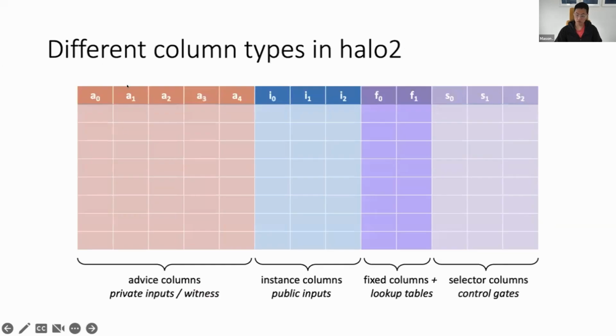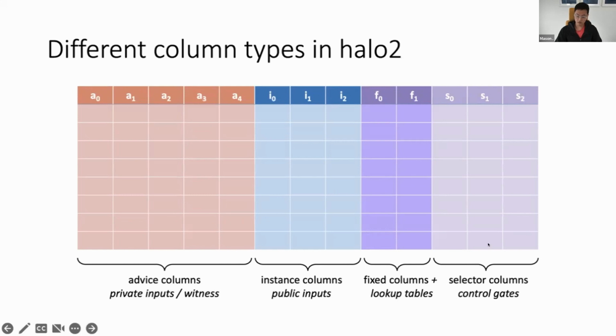So in Halo2, there are these different types of columns: advice columns, instance columns, fixed columns, and selector columns. Advice columns I think of as private inputs or witness values. So these are things that the prover can see, but the verifier knows nothing about if you're doing this in a ZK context. And then the instance columns are what people call the public inputs. So these are values that the prover and the verifier can see.